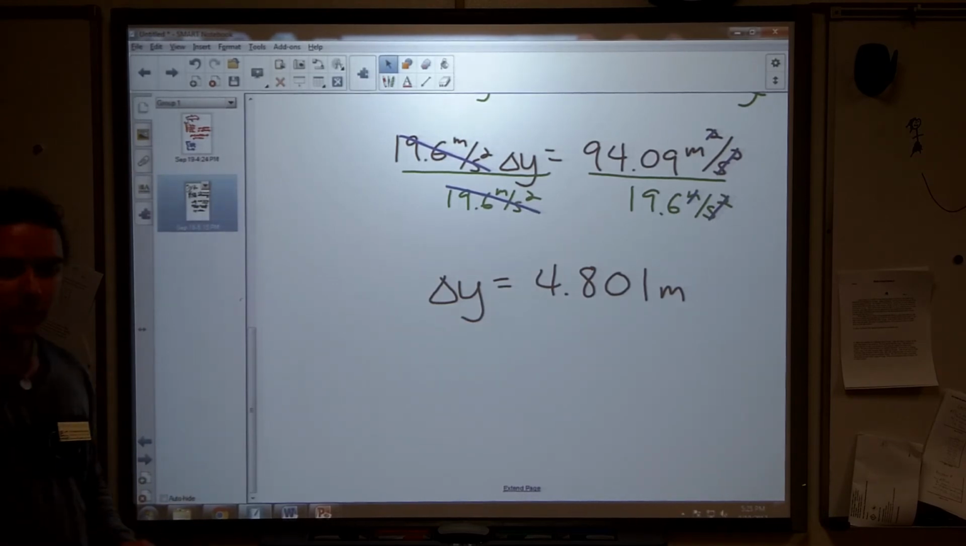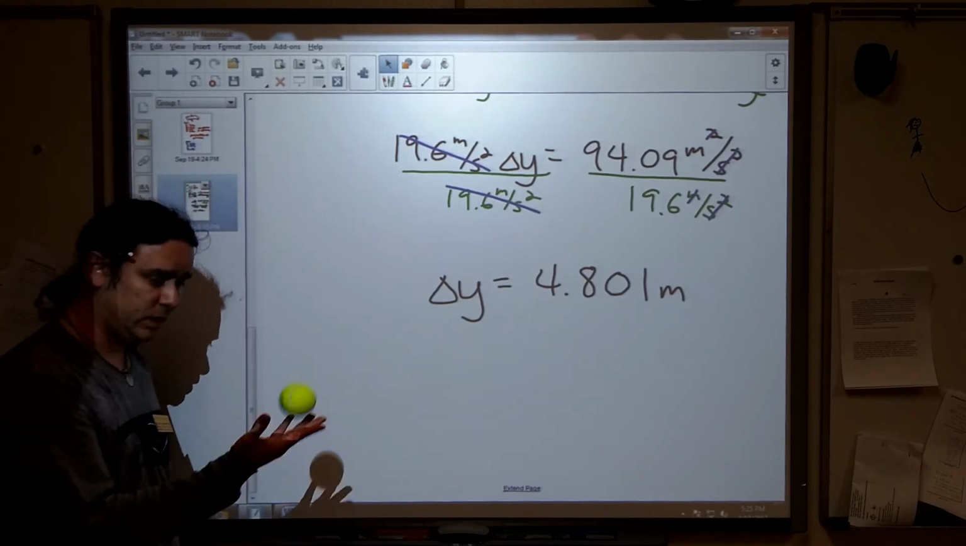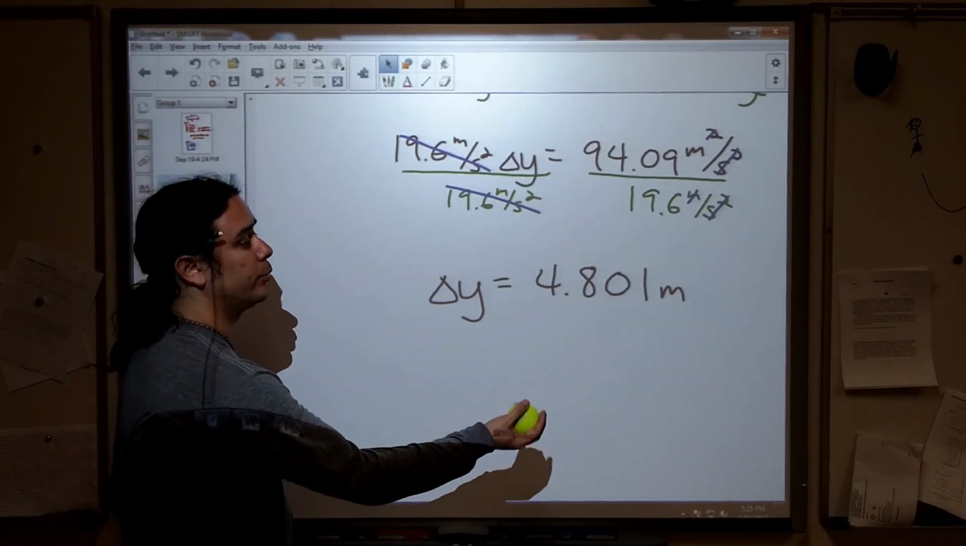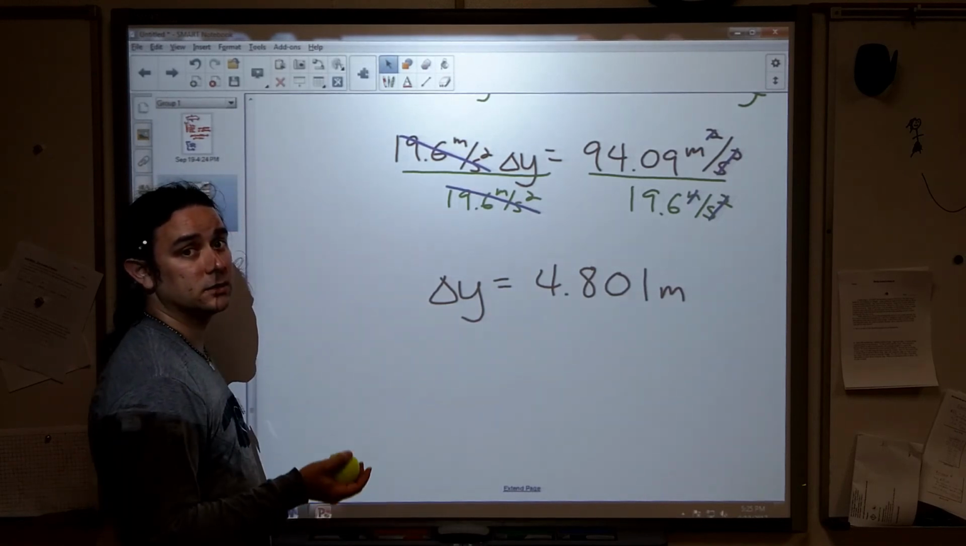Now, the difficult part of this one is they don't seem to tell you all the information. This is where you've got to remember we're dealing with real life. Sometimes the information isn't obvious, but it's there.